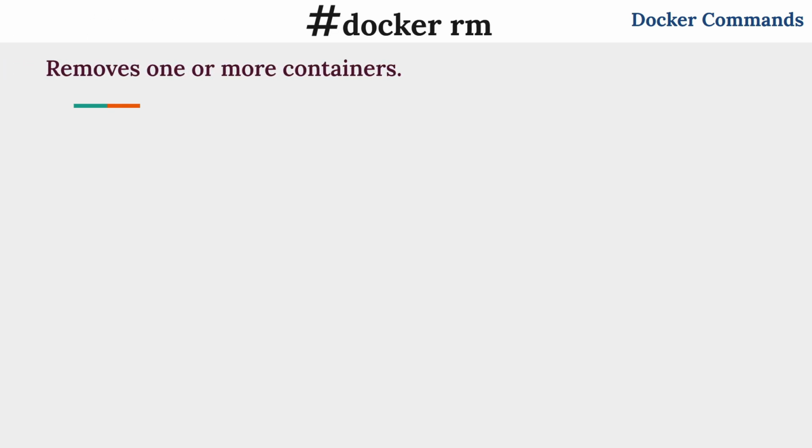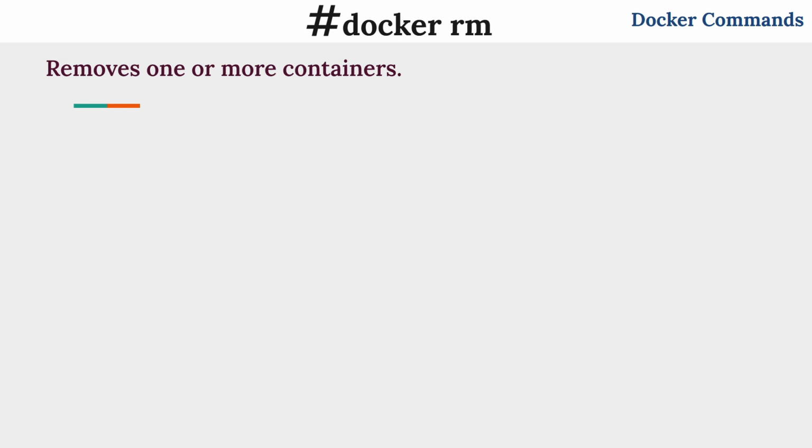Let's see the next command. Next command is docker rm. The docker rm command is used to remove one or more Docker containers from your local system. It's a vital tool for cleaning up containers that are no longer needed, whether they are stopped or have exited after completing their tasks. Here's a detailed explanation of how to use this command effectively.